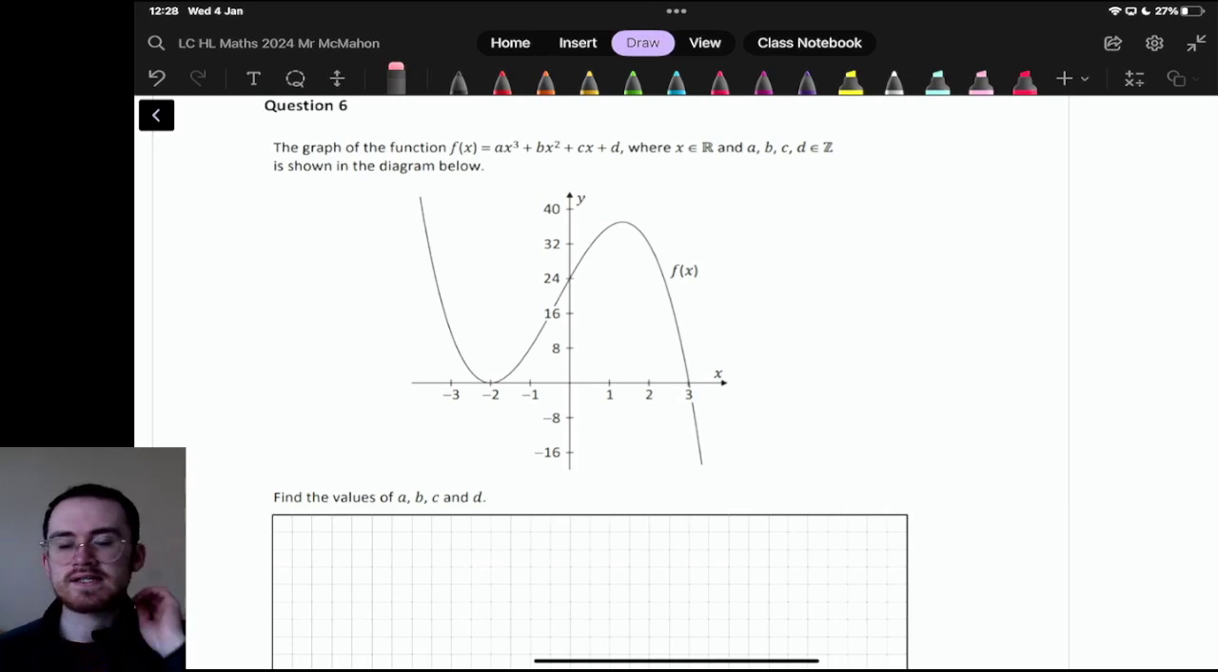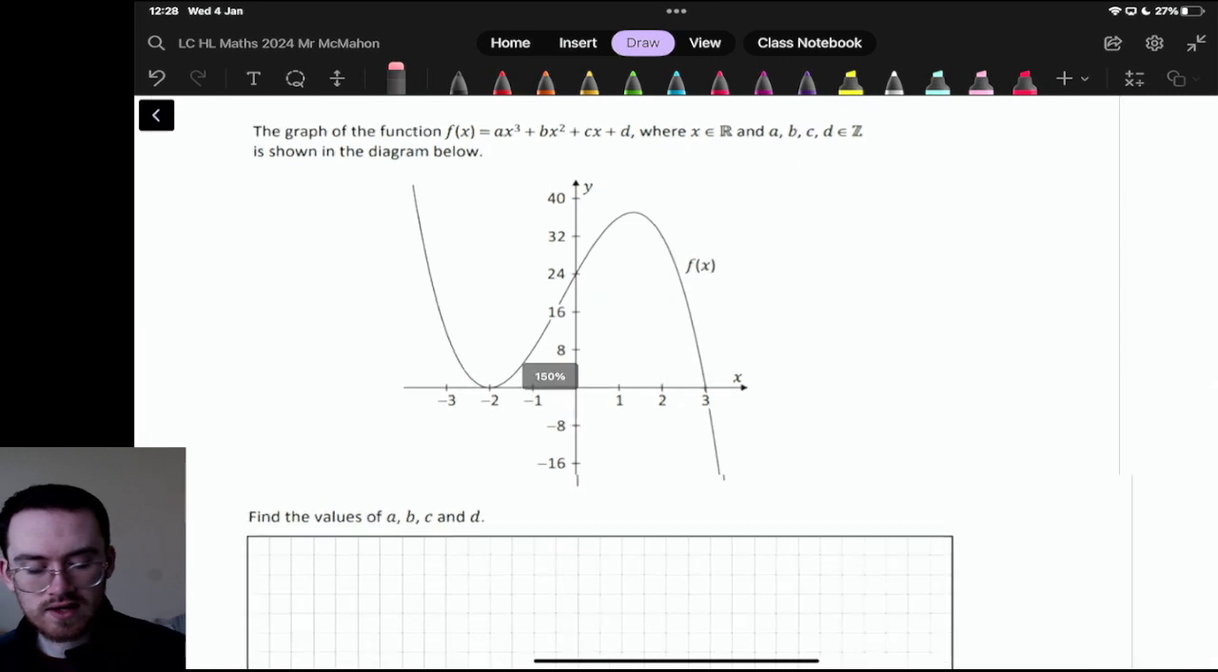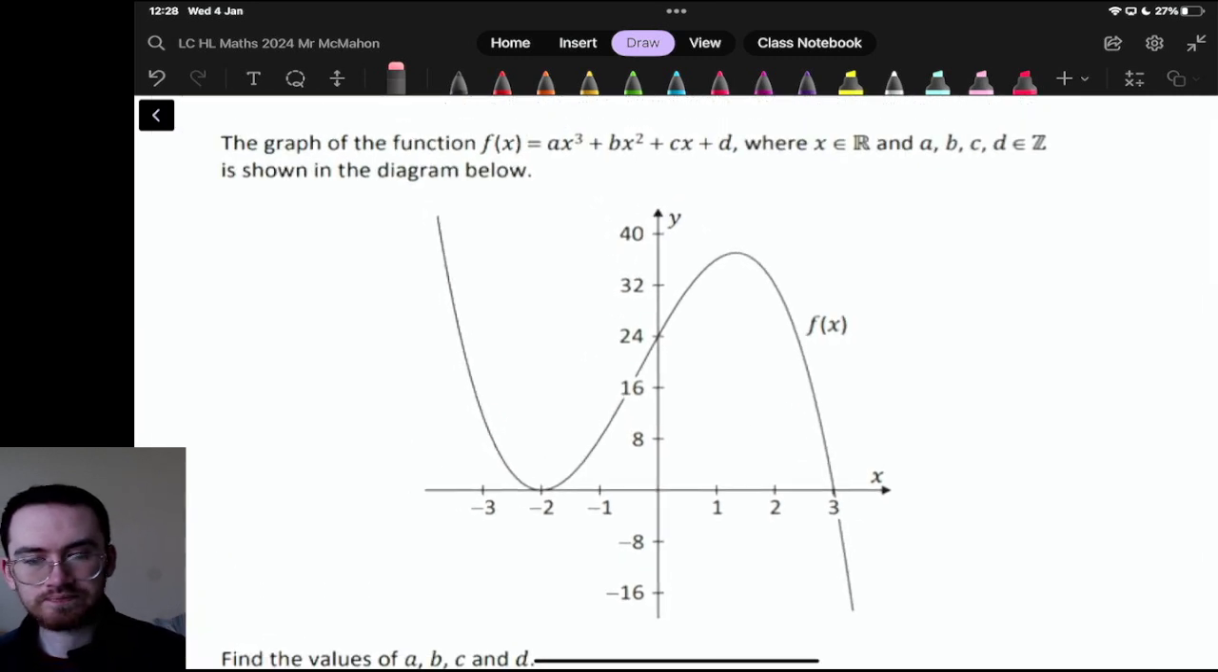Okay, question 6 is again to do with cubic equations, and this time we're looking at graphs of cubic functions. We're given the graph of a function, and we can see there's 4 unknowns that we're looking for, and we're going to have to find those from the graph. So let's have a look at this graph and see what we can work out.